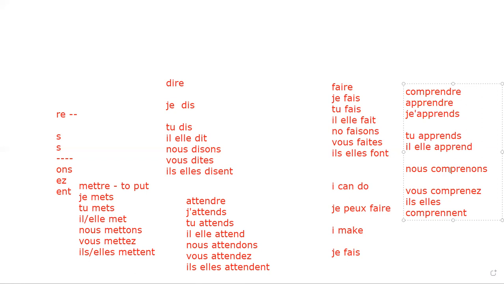Il apprend. Nous apprenons. It is just we have to add AP. Vous apprenez, and elles apprennent. So team, these are the verbs.